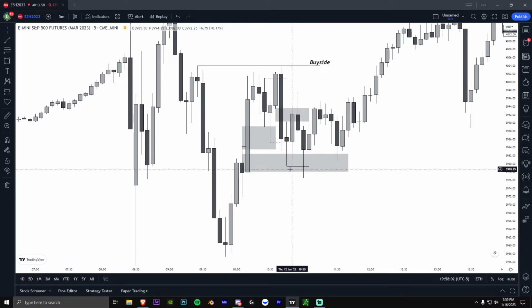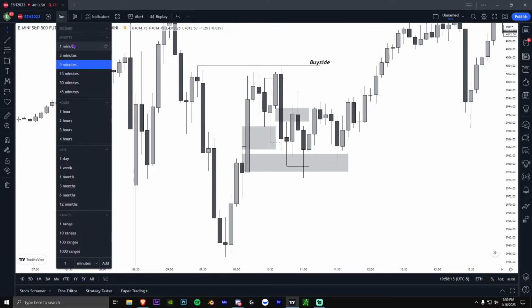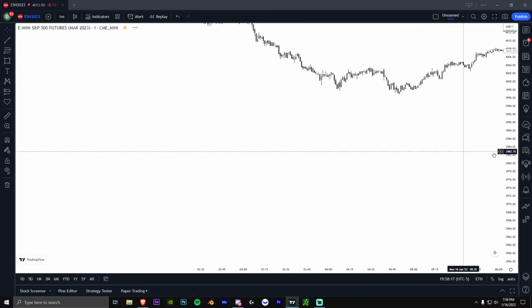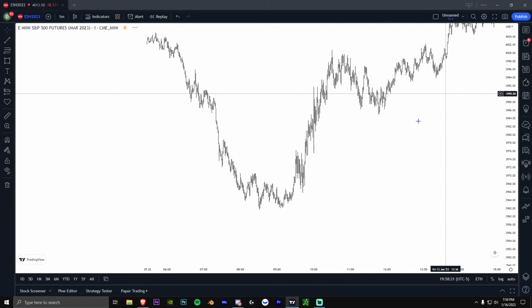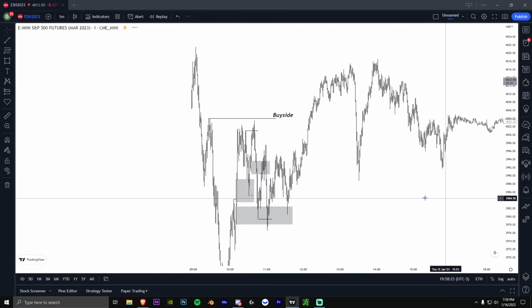So this was kind of ugly in my opinion. You can obviously see with this fair value gap right here, we ended up rejecting it. And then this is just messy in the 5 minute, but obviously in the 1 minute it was pretty clean. Let me just finish explaining my thought process.